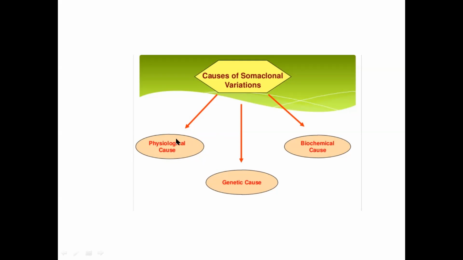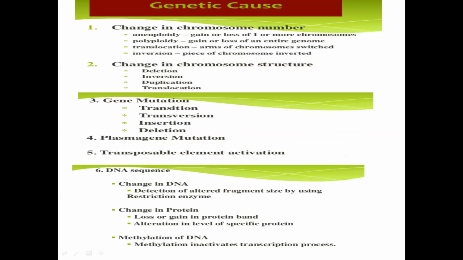The amount of light entered, the temperature of the place, if there is a slight variation in any kind of callus physiology, that will definitely show up as a variation. So these are the main causes for somaclonal variations.